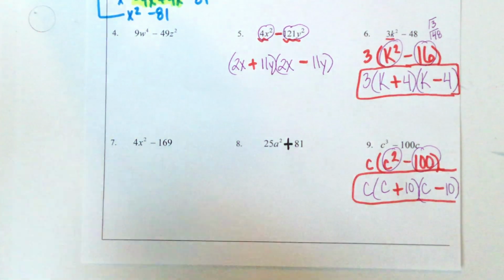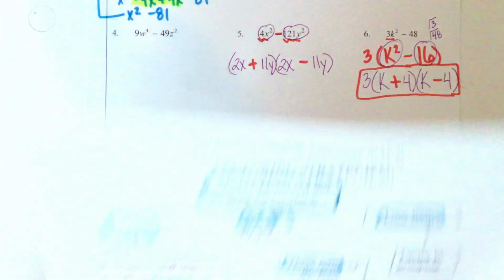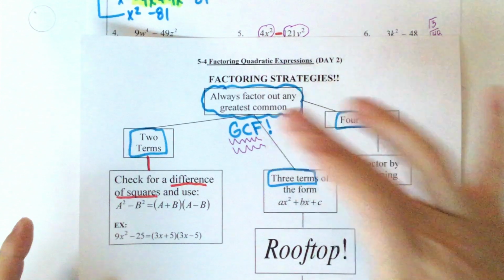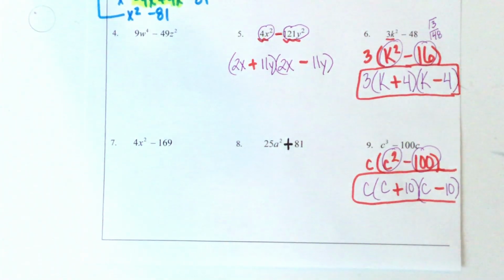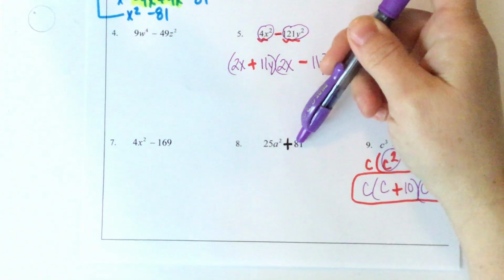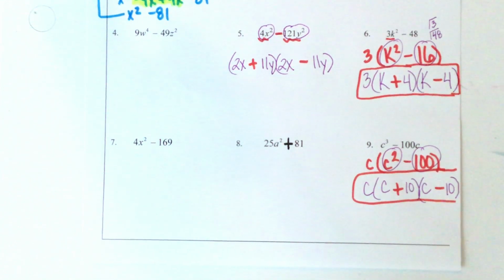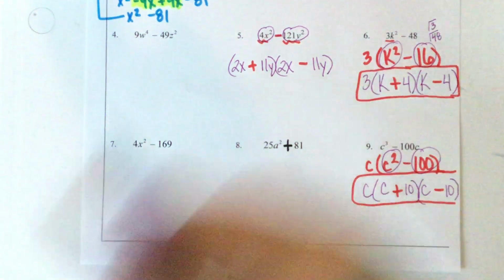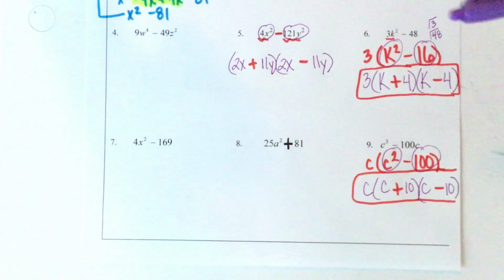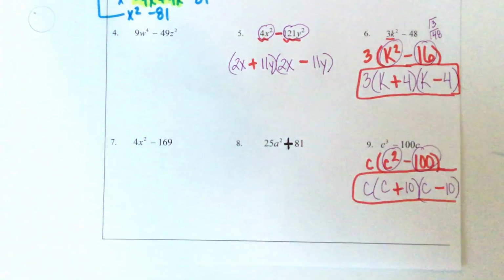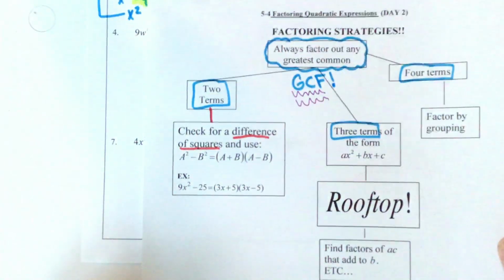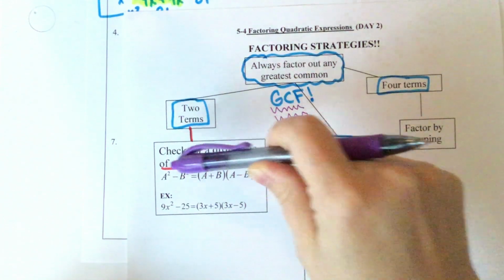All right, so first I would look to see if we have a GCF. Can anything divide into 25 and divide into 81? No, and they don't both have a's. So then I'd count my terms. 1, 2. So when there's 2 terms, I want to see if it's this thing called a difference of squares.